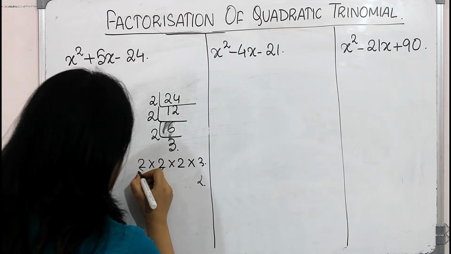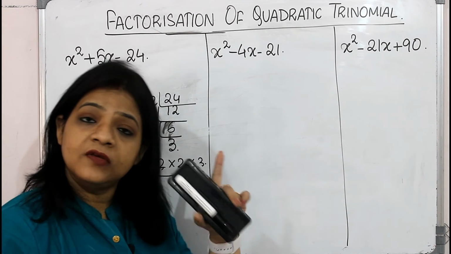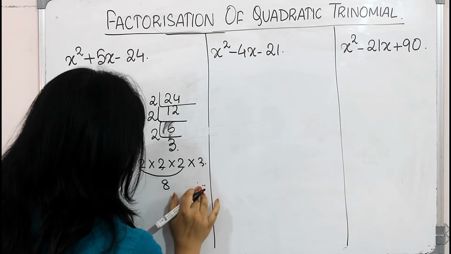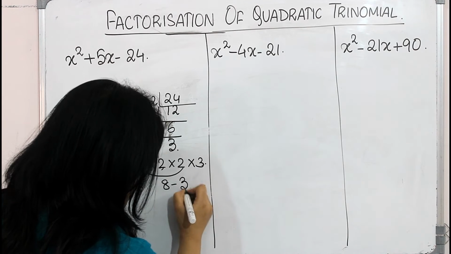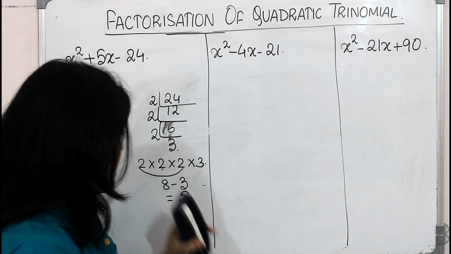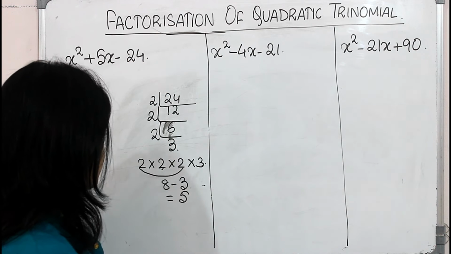Now, if I take 2 into 2 into 2, how much? 2 into 2 is 4, and 4 into 2 is 8. So this is 8 and the last factor is 3. If I do 8 minus 3, it will give us 5. So see, 8 minus 3, since the negative sign is there before 24.